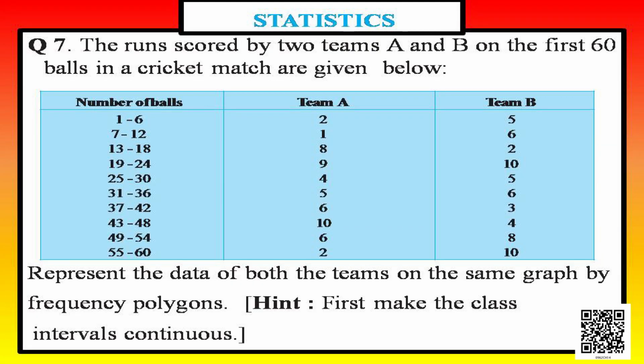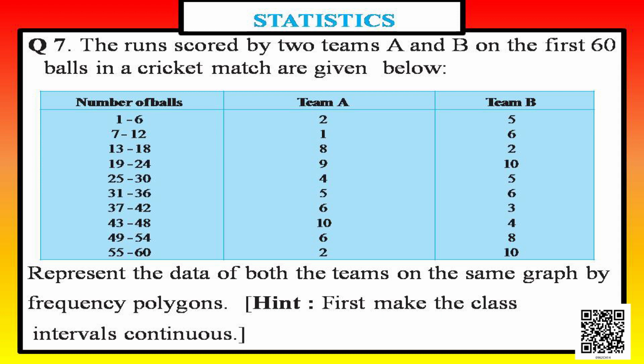Now let us do question number 7 of exercise 14.3. The question is the runs scored by two teams A and B on the first 60 balls in a cricket match are given below. We have the number of balls as class interval of 1 to 6, then 7 to 12, 13 to 18, 19 to 24, 25 to 30 and so on till 55 to 60.